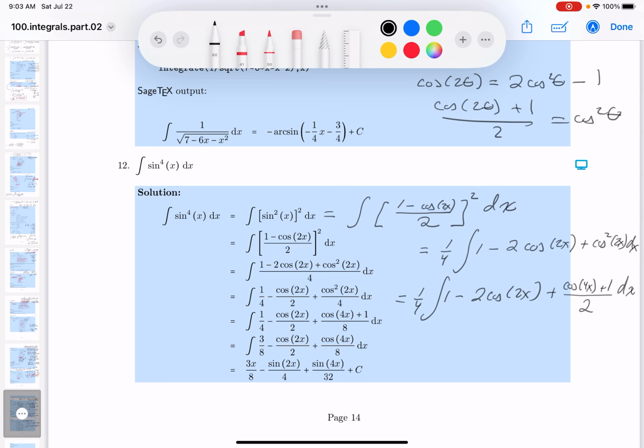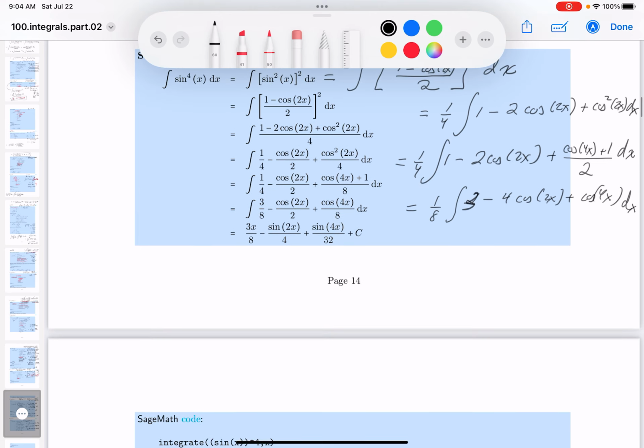Gee, I got to keep going, don't I? And what I'm going to do is I'm going to pull out a 2 now. So I get 1/8. Let's see, that would be 2 minus 4 cosine of 2x plus cosine of 4x. I'd have plus 1, so I'm going to give it to 2 and call it 3 dx. I'm ready to integrate, and let's write that down.